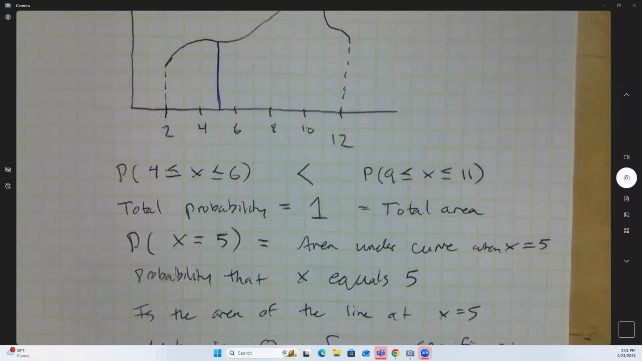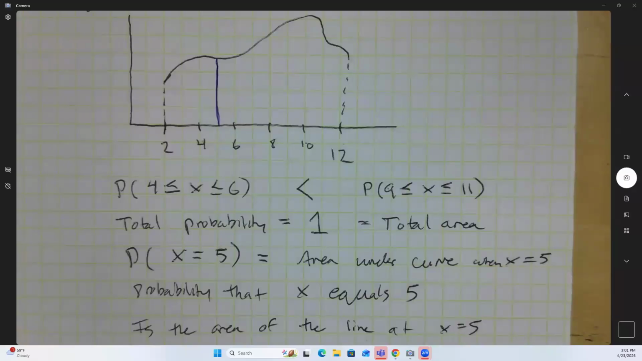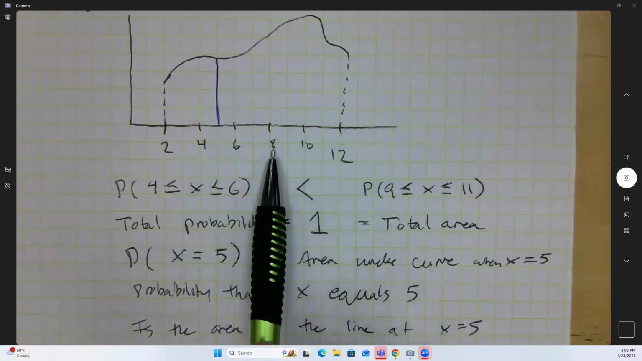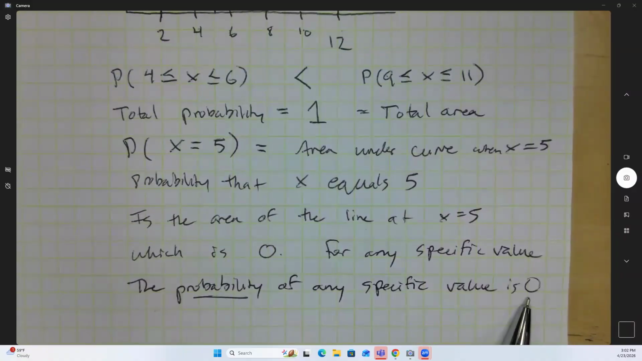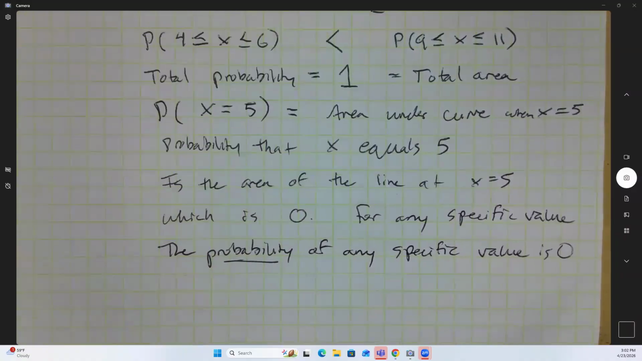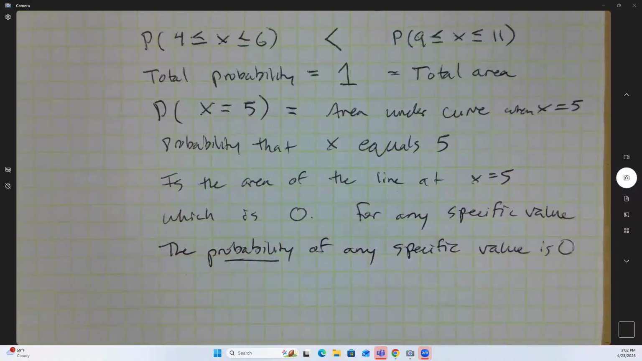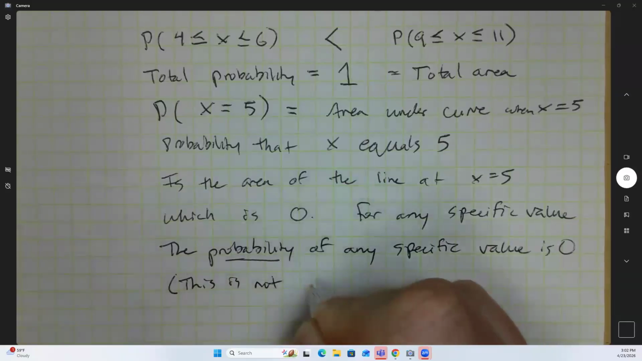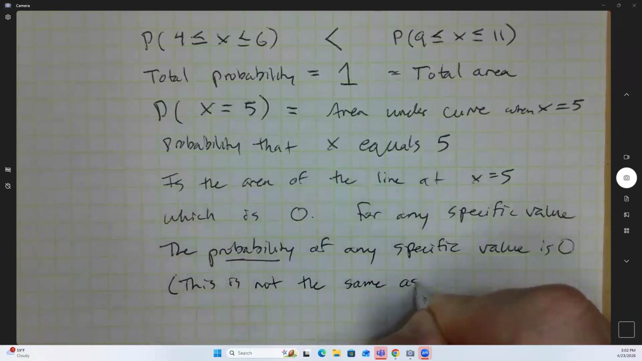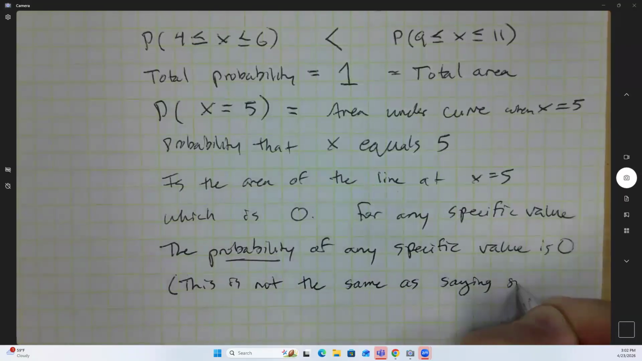If we imagine these are, I don't know, weights of cats, let's say this is a probability distribution for the weight of cats. Is it impossible for a cat to weigh exactly 5 pounds? It's not impossible. It's not impossible for a cat to weigh exactly 8 pounds. So saying something has probability 0 is not the same as saying something is impossible. It just means the probability is 0. That's super weird, right? This is not the same as saying something is impossible.